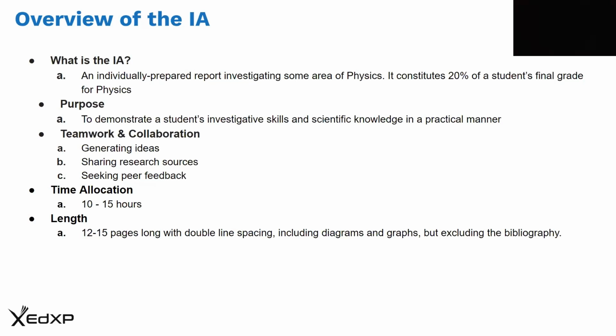As for time allocation, you should spend 10 to 15 hours on your report. This relatively short time frame means that the IA should not be an extremely complex or in-depth report. Length. The IA should be 12 to 15 pages long with double line spacing, including diagrams and graphs, but excluding your bibliography.